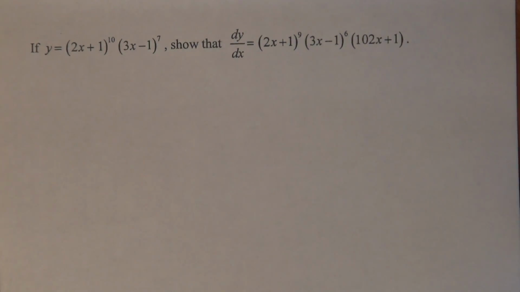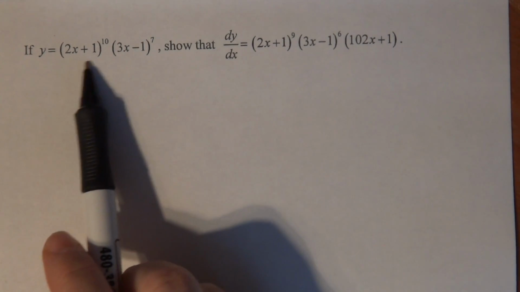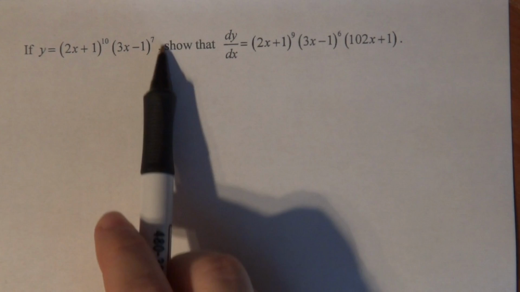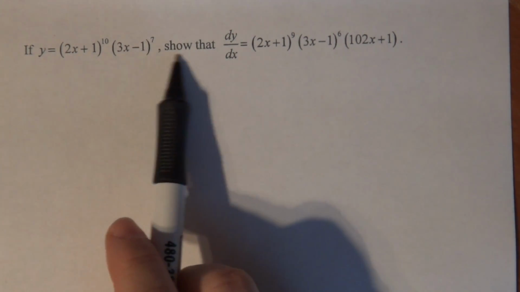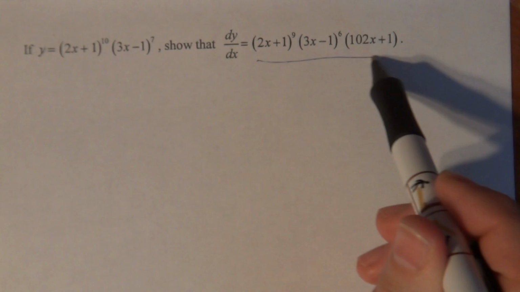Now this is a problem that can drive students crazy. We're given this function y equals (2x plus 1) to the 10th times (3x minus 1) to the 7th. And the problem requests that we simplify it to look a particular way.